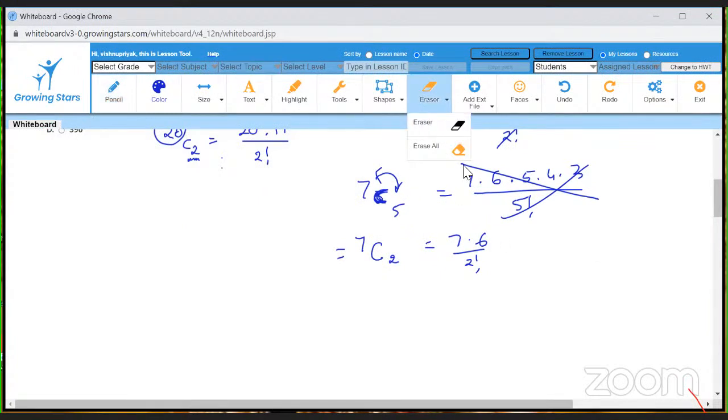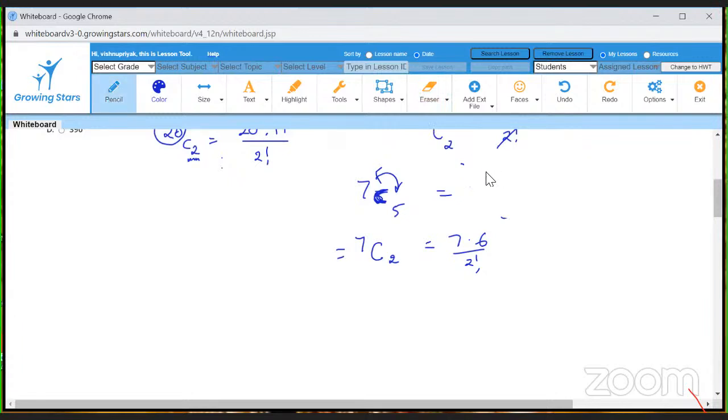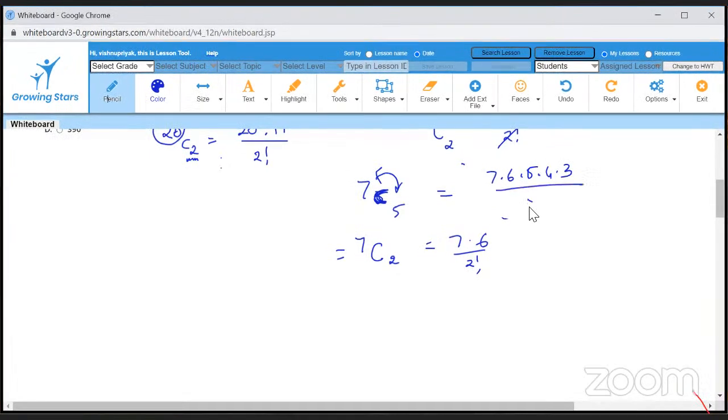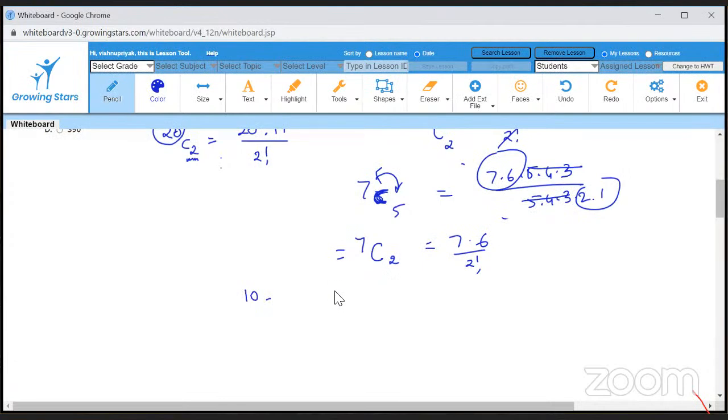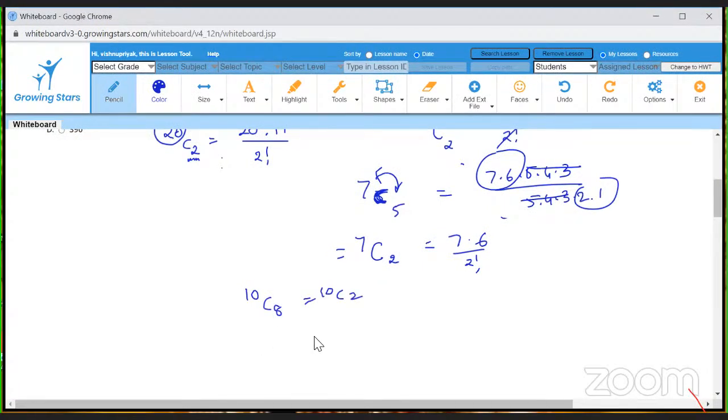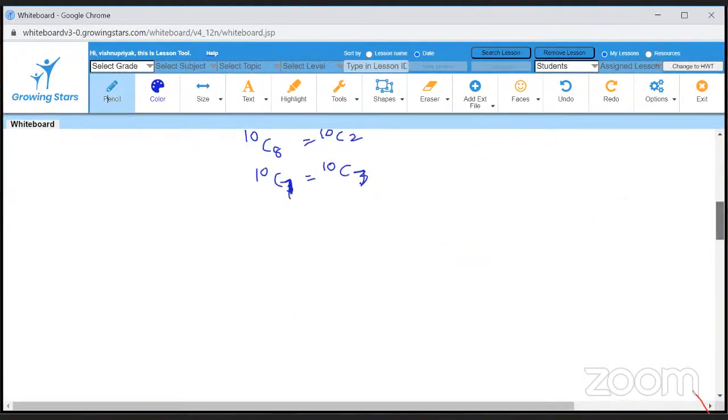Suppose if you want to check, you check in the long way also. 7, 6, 5, 4, 3. Take 5 numbers. Divide by 5 factorial: 5, 4, 3, 2, 1. 5, 4, 3 will cancel. The same thing you got. 7 into 6 by 2. Similarly, if you take 10C8, it is same as 10C2. If you take 10C3, it is same as 10C7. Or 10C7 is same as 10C3. Like that, you can go for shortcut methods. That is the main thing I wanted to point out.